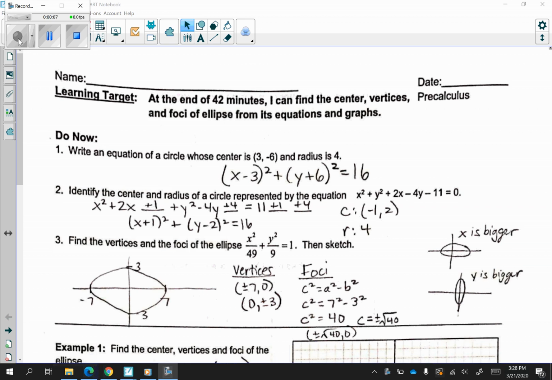Today's learning target is I can find the center, vertices, and foci of an ellipse from its equations and graph. So take a look at the do now. Do now should be pretty straightforward.